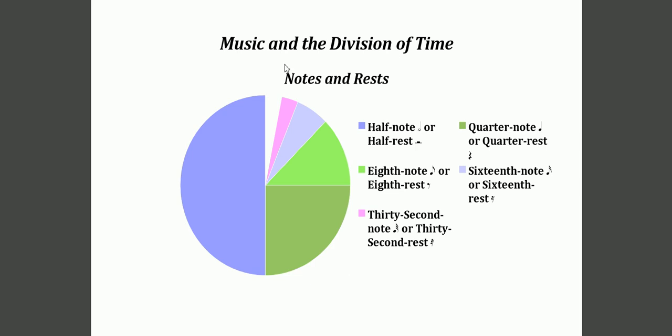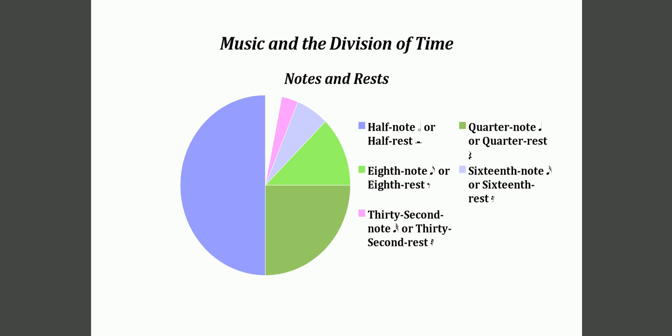You could have an entire whole note and cut it in half, and you would have two half notes, or a half rest. If you took the half note and cut it in half, you would have a quarter note, or a quarter rest. Half that, and you would have an eighth note, or an eighth rest. Half that, you would have a 16th note, or a 16th rest. Half that, and you would have a 32nd note and a 32nd rest. And yes, there is even a 64th rest, or a 64th note.